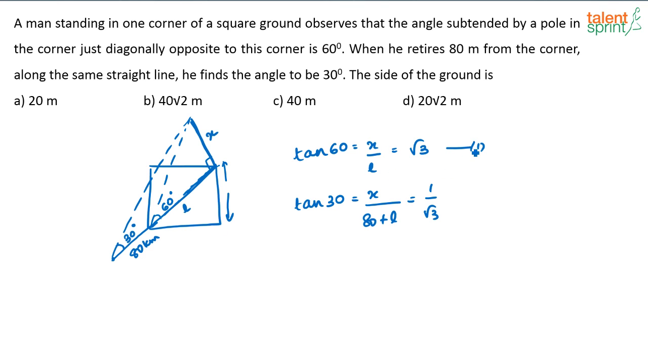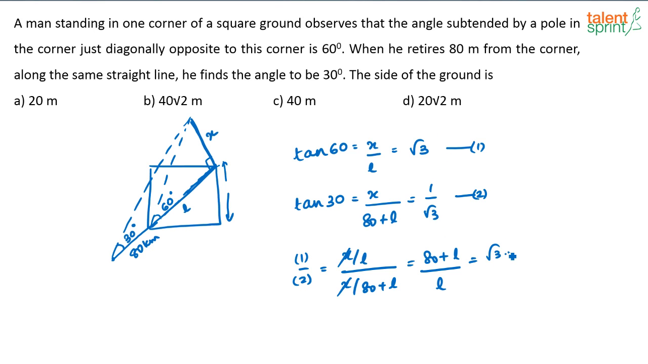So this is equation 1 and this is equation 2. If I divide both the equations, what will I get? If I do 1 divided by 2, I will get X by L divided by X by 80 plus L, correct? So X and X will get cancelled, and I will have 80 plus L divided by L, which will be equal to root 3 divided by 1 by root 3, which is nothing but root 3 into root 3, that is 3. Or I have 80 plus L divided by L is equal to 3.